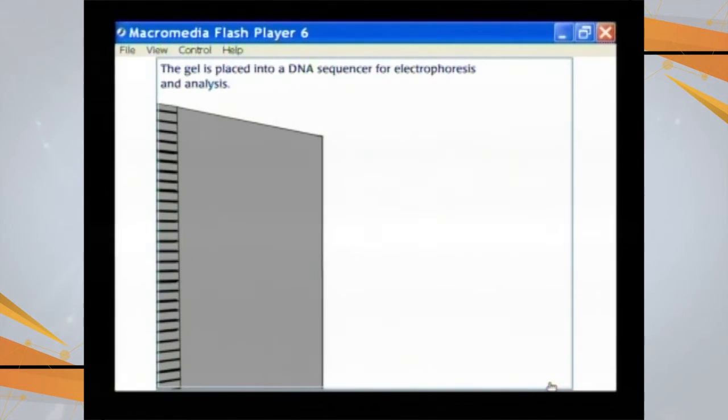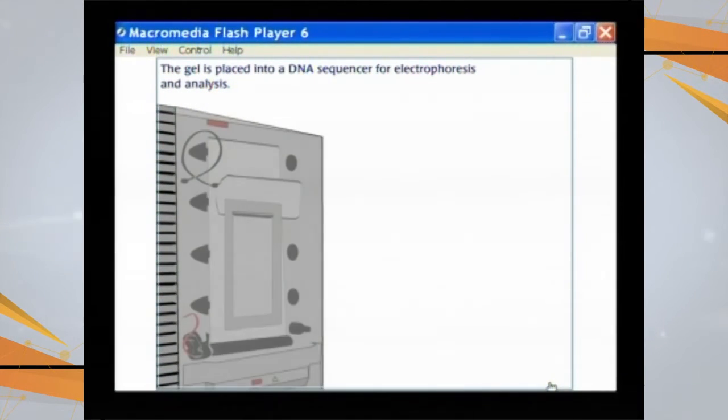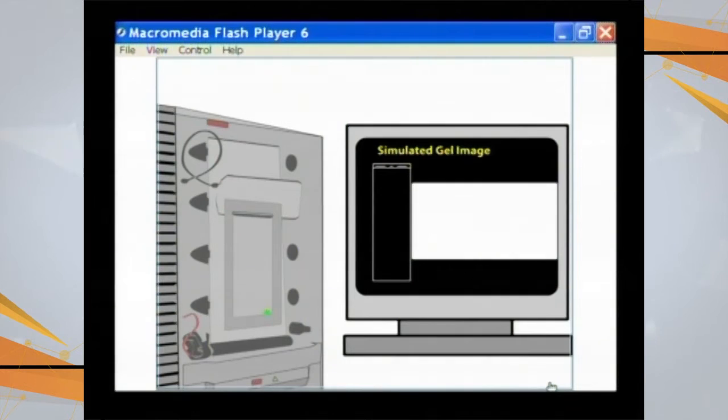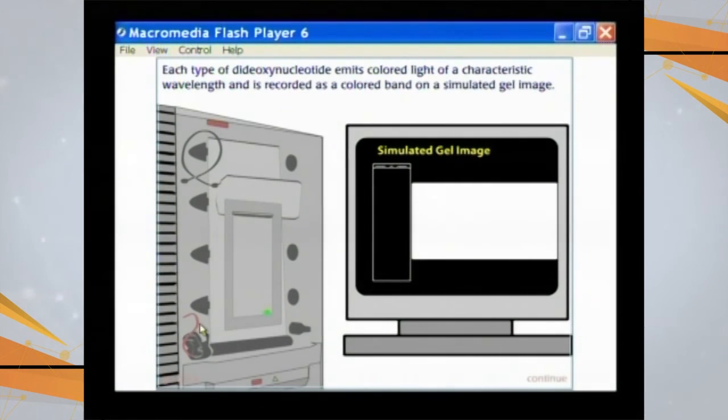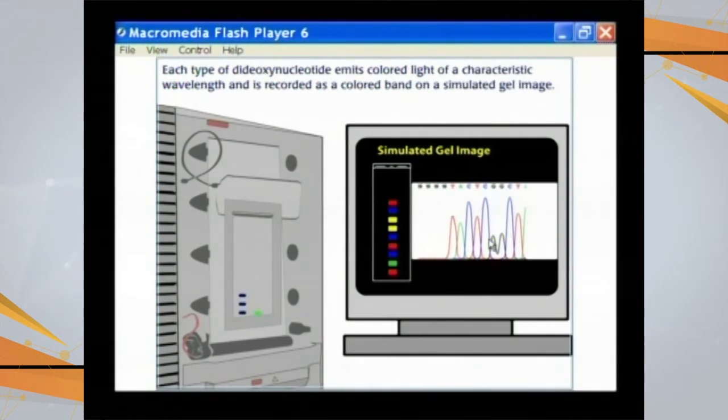We are going to close this apparatus, and this apparatus is going to carry out the process of gel electrophoresis. Here is the laser beam which is going to activate. These are the fragments of DNA which are going to come. This laser beam is going to detect the various nucleotides, and this is going to make this graph in the form like that, where A, T, C, G are going to come. So this is one of the modern techniques of DNA sequencing.